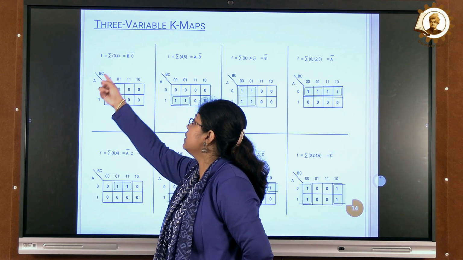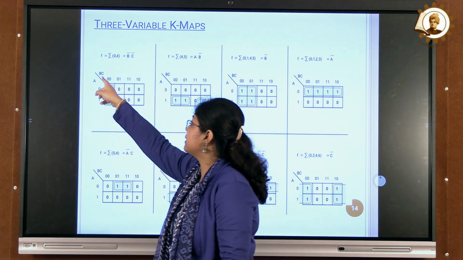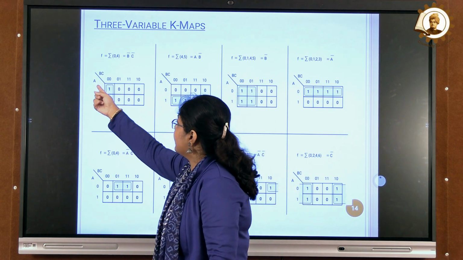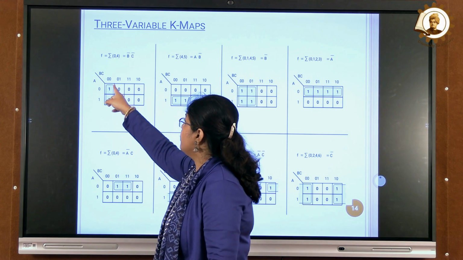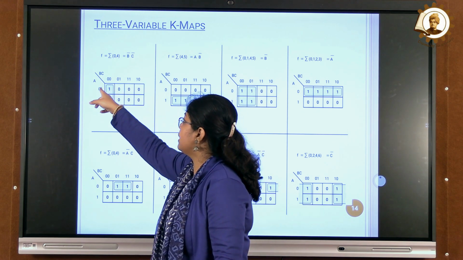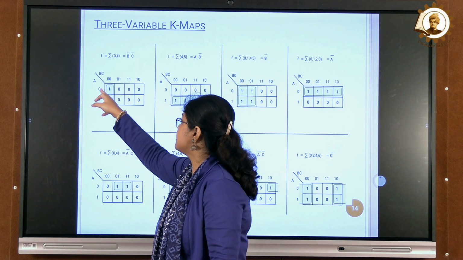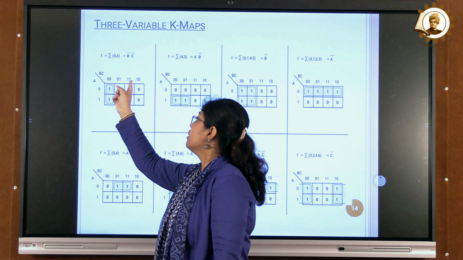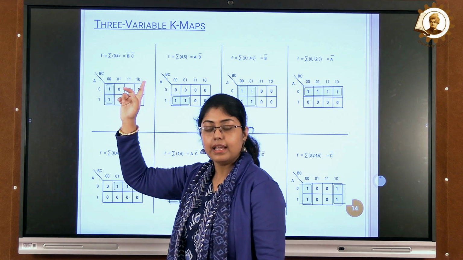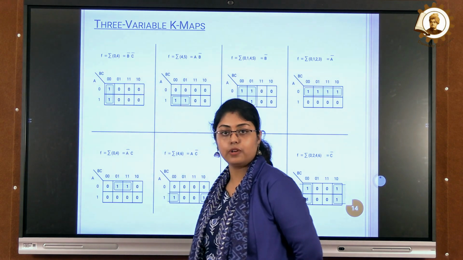That is three variables. So I am taking A here and BC on that side. A can be either 0 or 1, so two rows are there, 0 and 1. And BC can be 00, 01, 11, 10. Now, why is it written as 11 first, next 10?